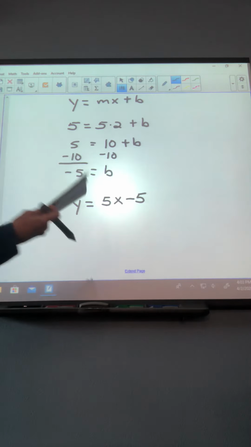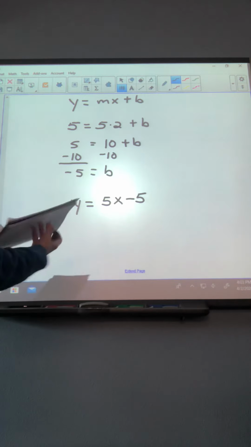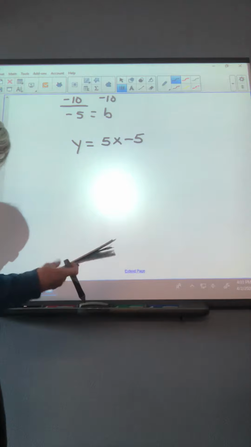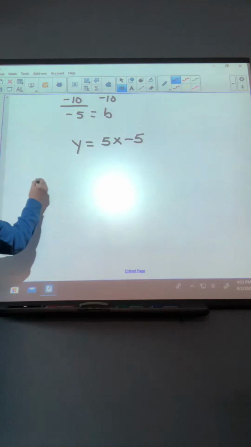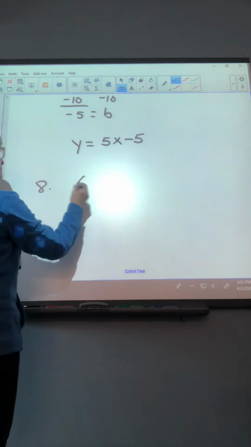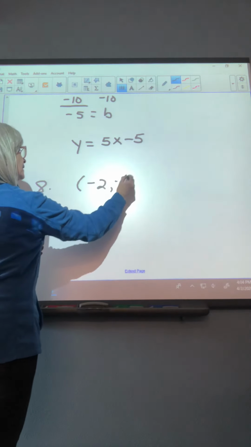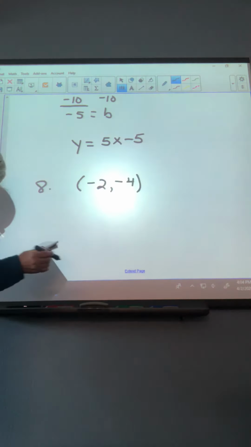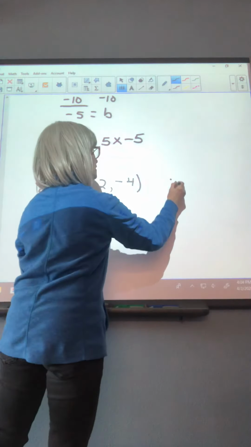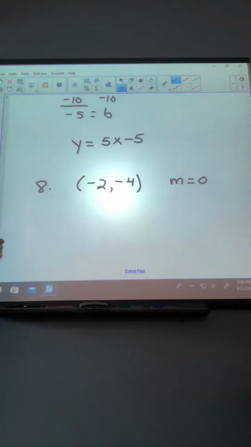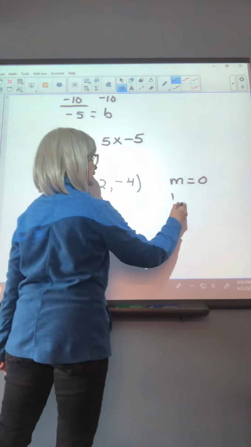Okay, I forgot which one that was. Okay, then number 8. That's where we are. We're on number 8. So for number 8, we've got a point, which is (-2, -4). And then we have a slope of 0. Okay. We're not given the y-intercept, so we are solving to find the y-intercept.